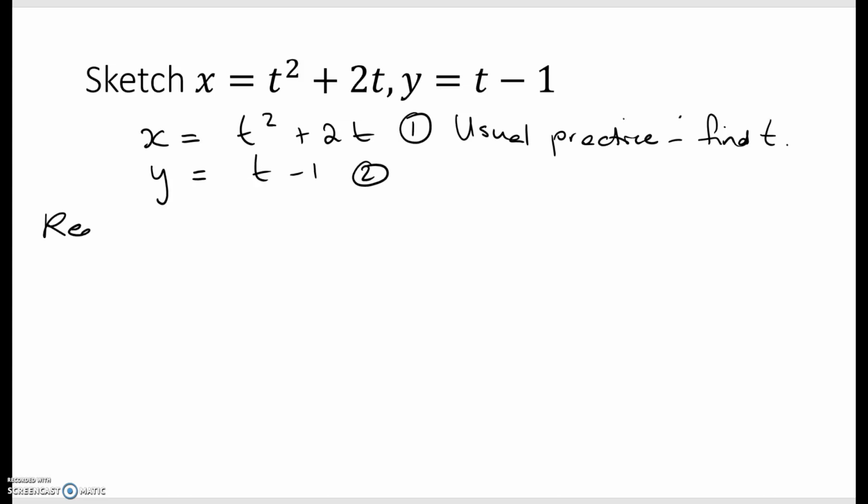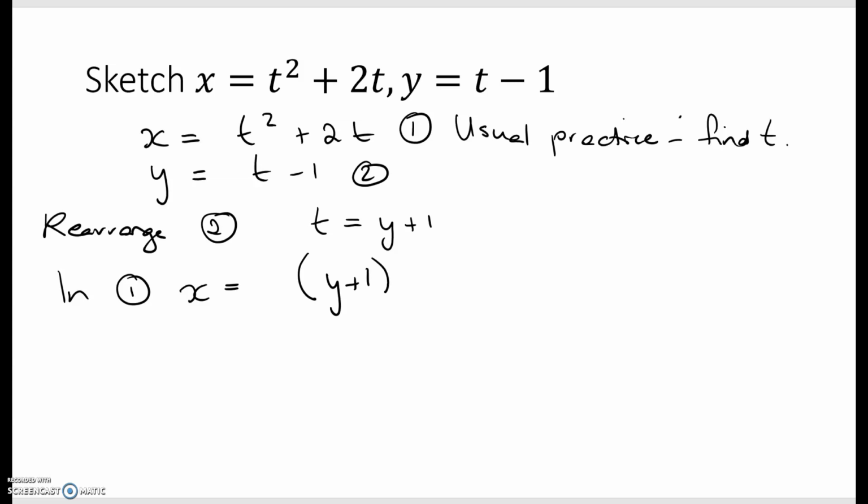So let's rearrange 2 so that t equals y plus 1. Now let's see how that helps us. So in equation 1, I'm going to say x equals, now t is y plus 1, squared plus 2 times y plus 1. That kind of helps, but let's rearrange that. And I won't do all of the steps, but let's just find the answer.